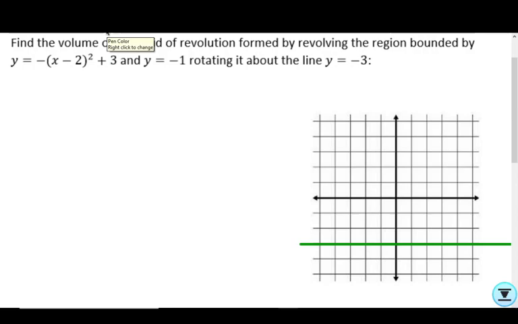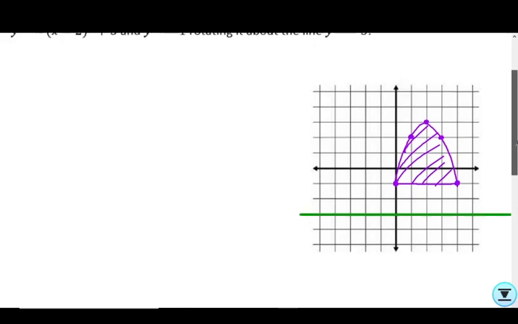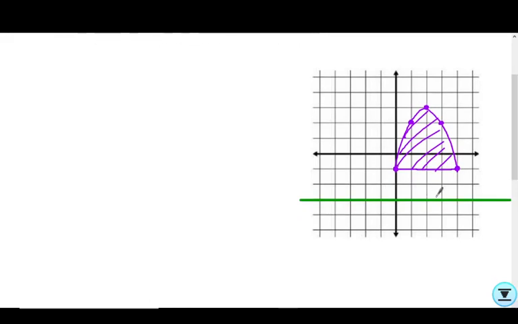Okay, so basically when you graph this, you're going to end up getting your vertex, which is at (2, 3). It opens down, so 1, 1, 2, 1, 2, 3, 4. So here and here. Here. So this ends up being your area. We're revolving it around this line, which is y equals -3.